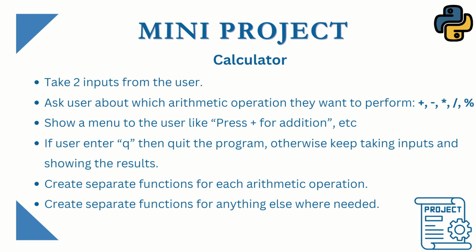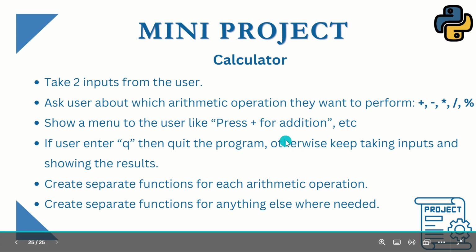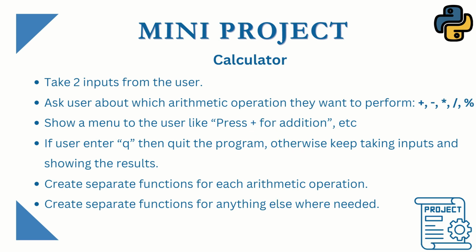So now the code should be very nice and clean. Everything should be done in the functions, and only the function names should be used in the main program. And then we should also create functions for anything else as well where needed. For example, printing the menu. So for the menu, there should be a separate function created, and only the function call should be there in the main program. So try to do that. Otherwise, we'll do that together.